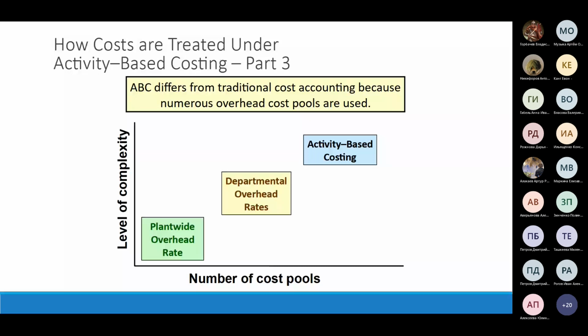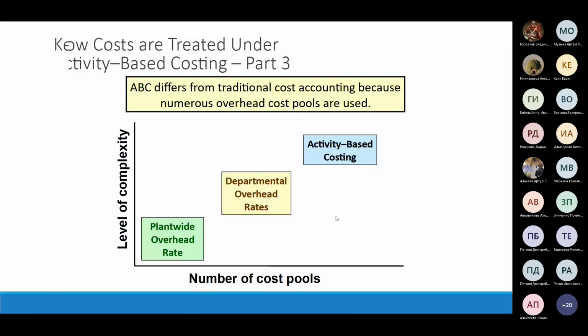So using process costing, we use plant-wide overhead rates. The second level of complexity stands for departmental overhead rates. And activity-based costing is the most complex and contains the largest number of cost pools. So activity-based costing is not a simple issue, and if you decide to use it within your business, that should be a weighed solution, because it really requires lots of effort.